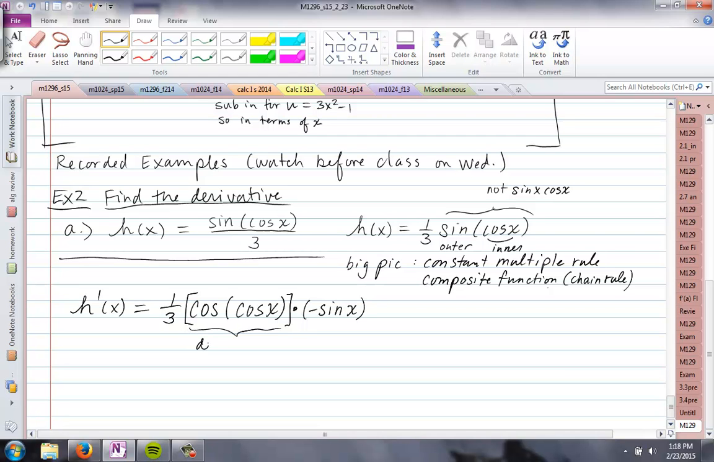So let me label a few things. This is the derivative of the outer function evaluated at the inner function. And then we have our constant multiple here. And then we have our times negative sine x, which is the derivative of the inner function.